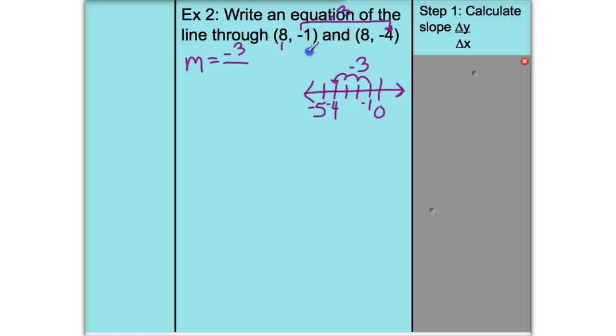And what is my change in x? What did I do to my 8 to keep it an 8? I added 0. So my denominator is 0. Division by 0 is undefined. Let me remind you why division by 0 is undefined.